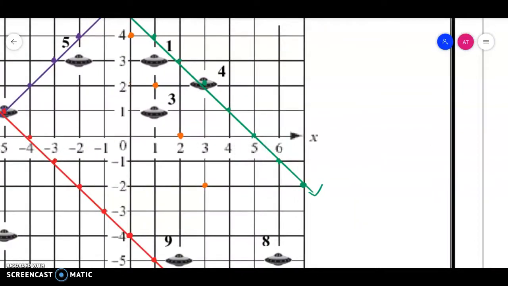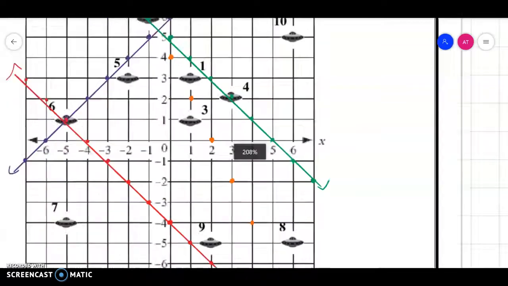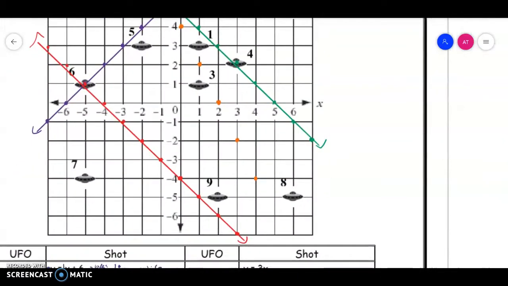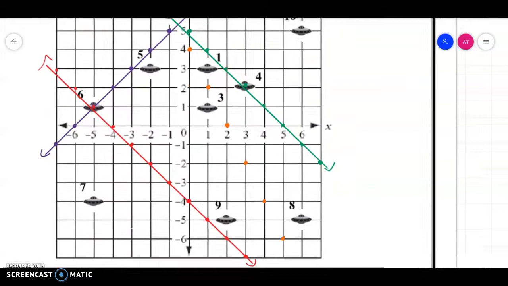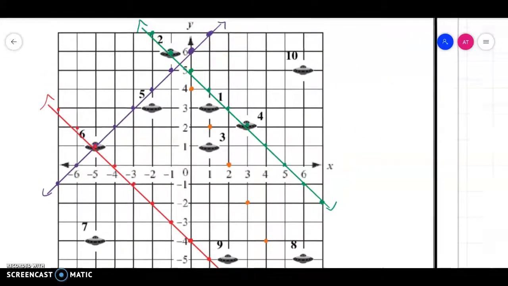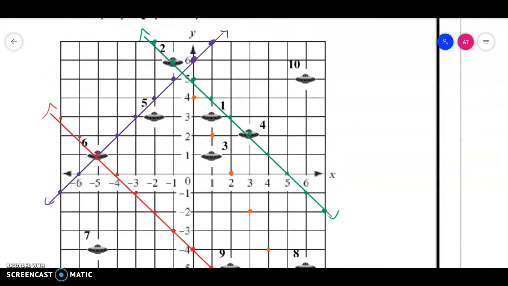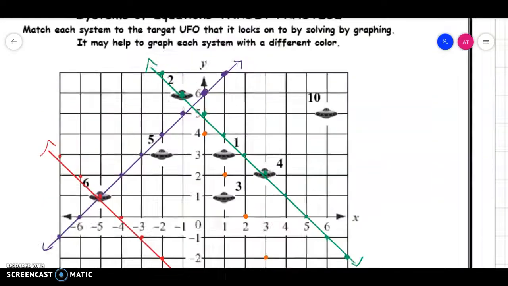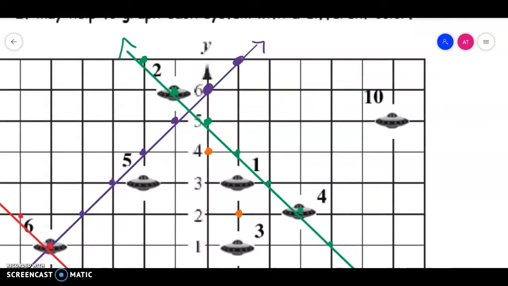So down 2, right 1. You're going to keep going all the way down. All right, now I have the right side of my graph. Time to do the left. I'm going to go up 2 from my y-intercept. I'm going to go 1, 2, and over 1.